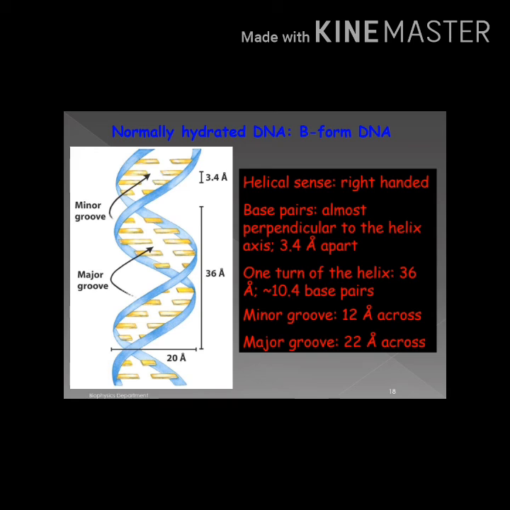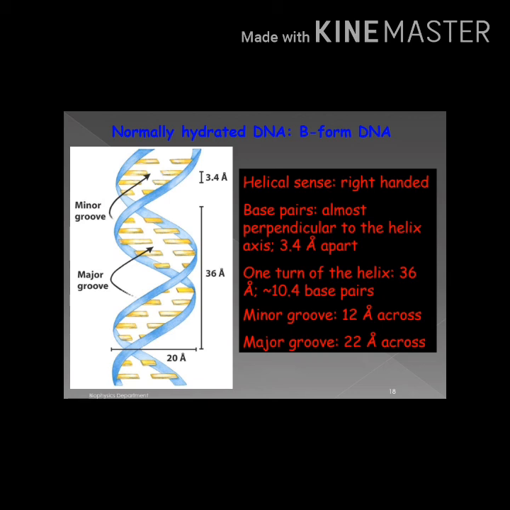So if we take some structural aspects, it is a right-handed helical structure, whereas base pairs are almost perpendicular to the helix, that is 3.4 Armstrong apart, and one turn of DNA, as we have discussed, is 36 Armstrong, or it approximately contains 10 or 10.4 base pairs in one turn of DNA.